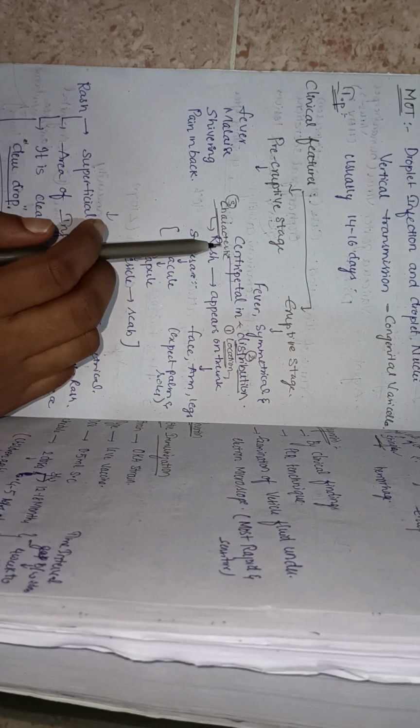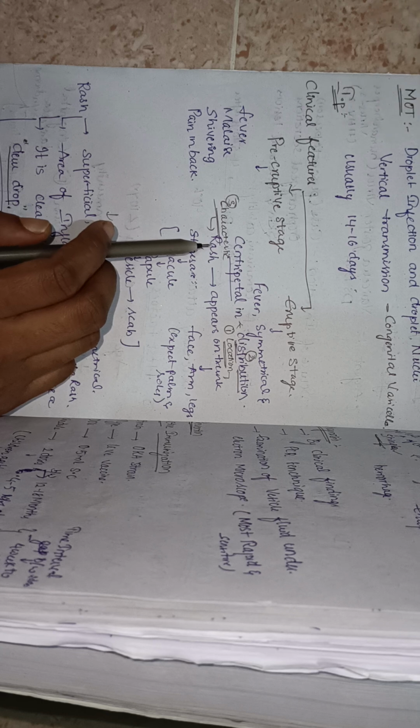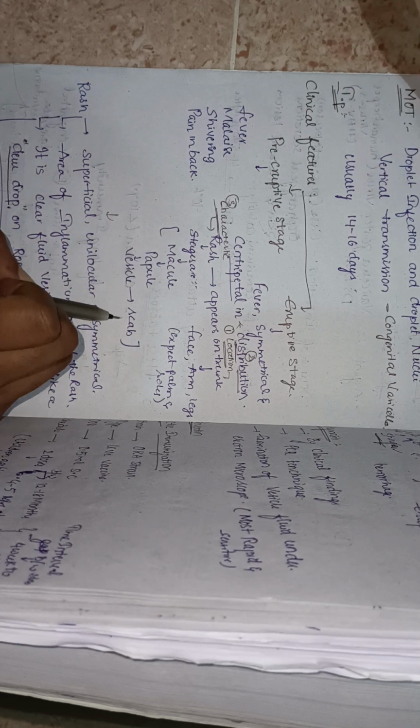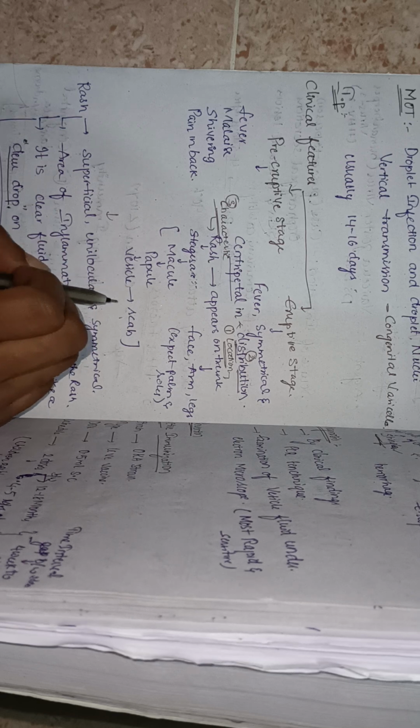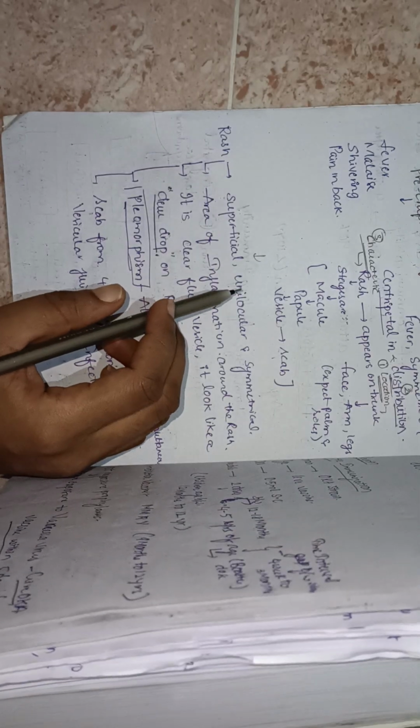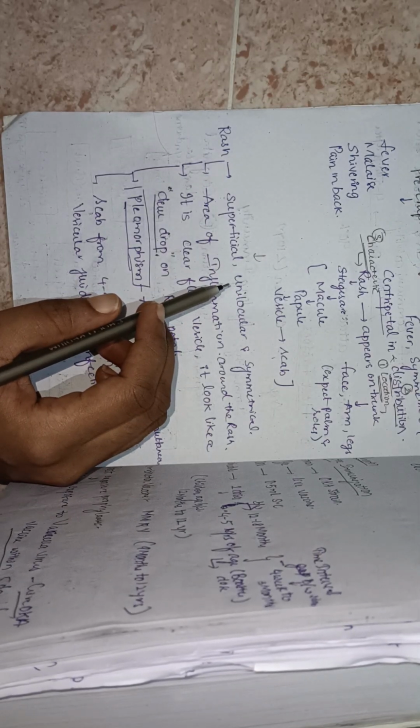Now the characteristics of the rash. Before going to the characteristics, first, how the rash appears. There are 4 stages: macule, papule, vesicle, and scab. These are present in this rash. Next, we will discuss the characteristics of the rash. These are superficial. This is what distinguishes the rash of chickenpox from smallpox.